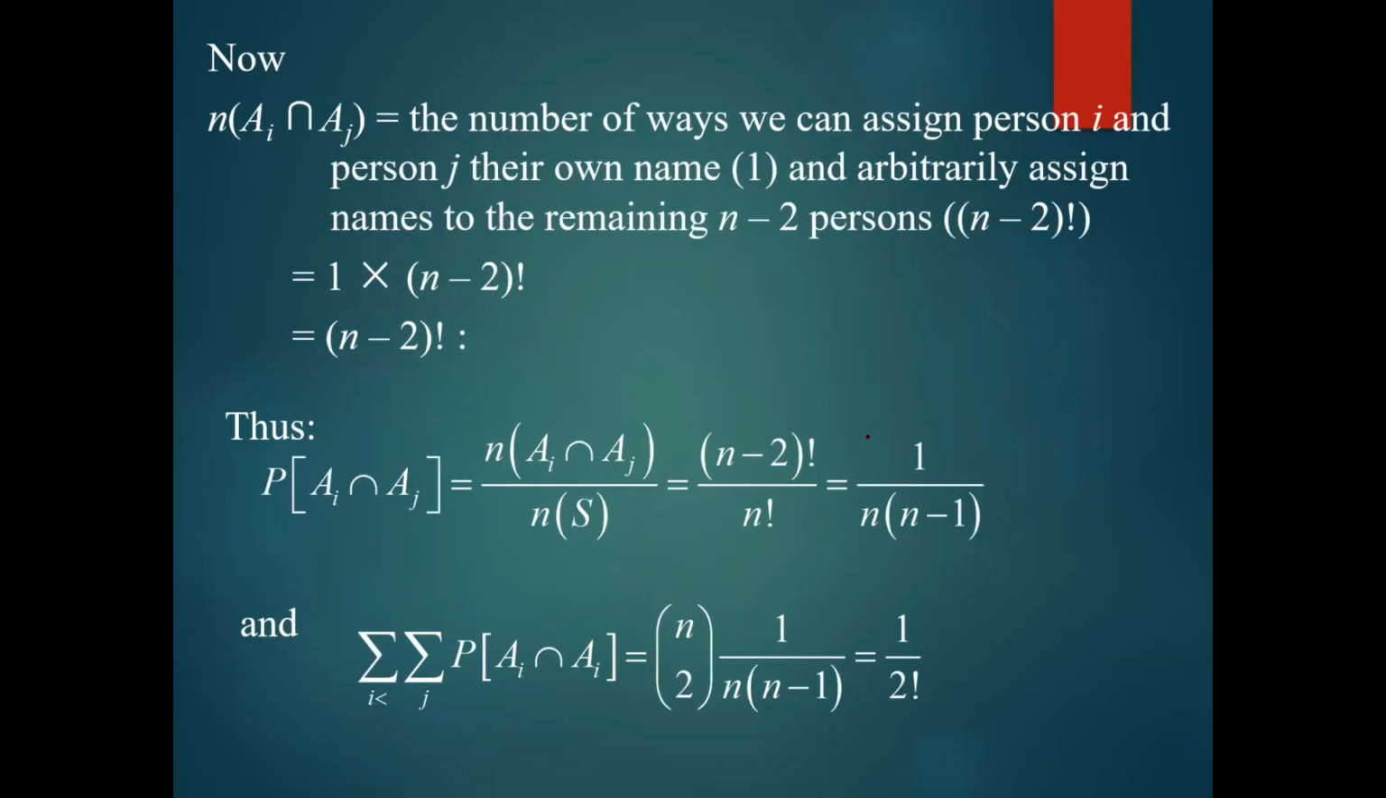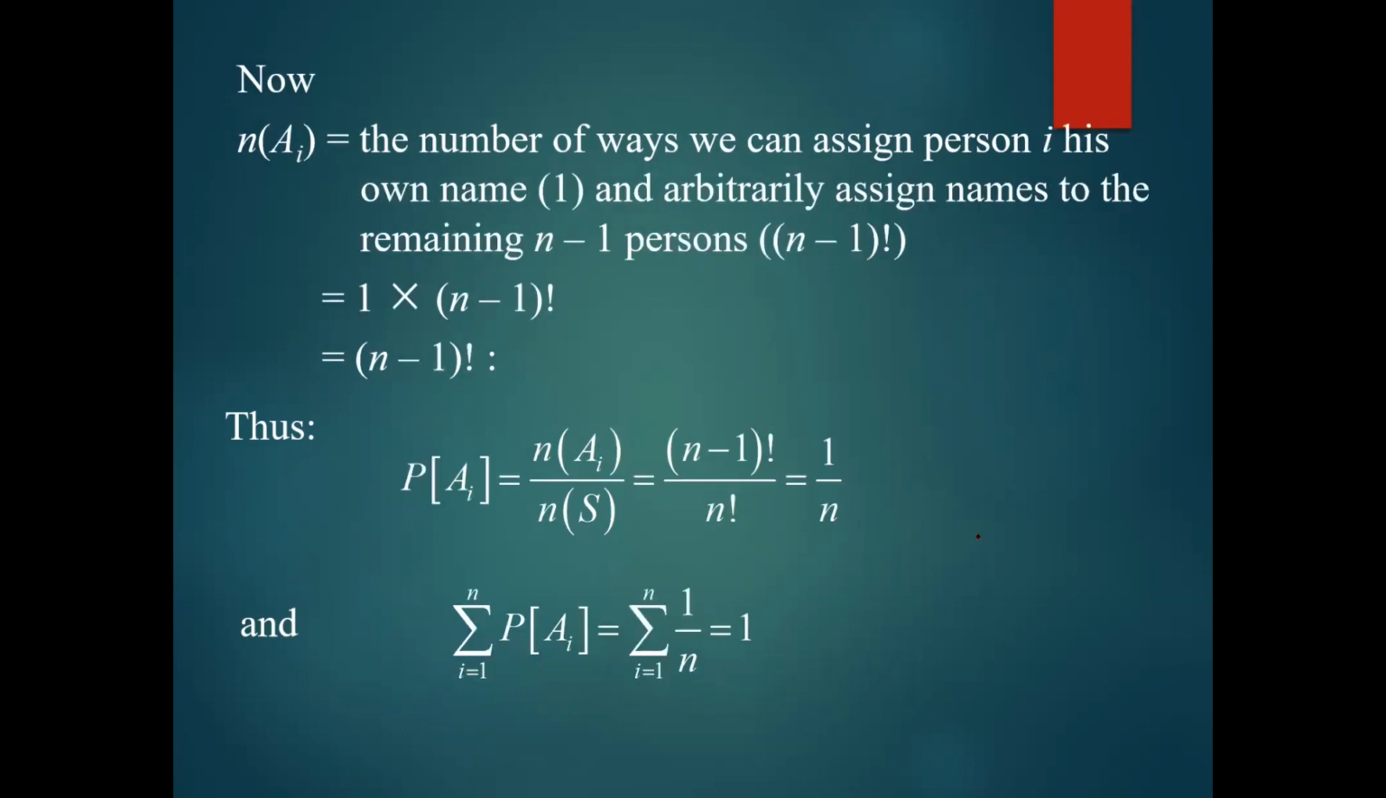Now, what's the number of ways that you can assign person I and person J their own name and arbitrarily assign names? So first you assign one, second you assign another one, and then you can arbitrarily assign n minus 2 names because the first 2 names have already been assigned. So there is n minus 2 factorial, and the probability is 1 over n times n minus 1. And that is for all pairs. Okay? This earlier one is for all individuals.